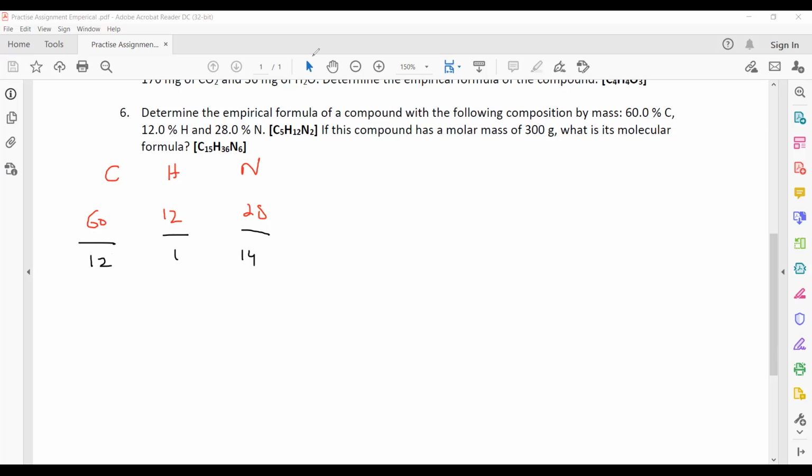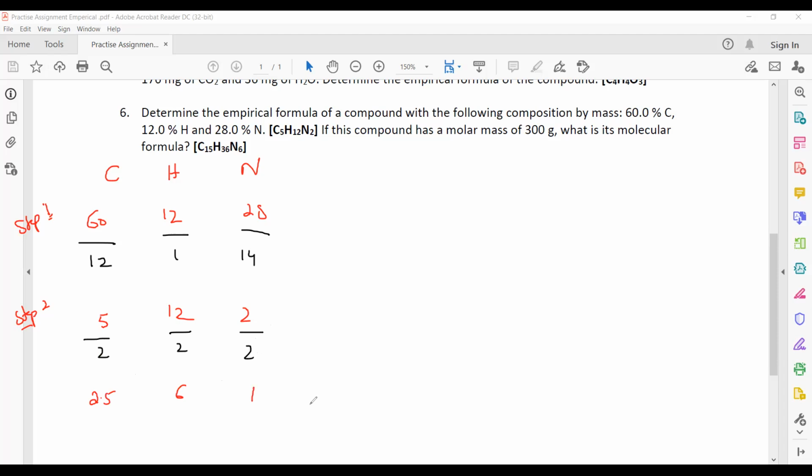60 divided by 12, that's equal to 5. 12 divided by 1, it will be 12. And 28 divided by 14, that's equal to 2. This was step 1, we divide by atomic mass. Step 2, we divide by the smallest value. So which one is the smallest value in the combination? 2 is the smallest value, so we divide all of them by 2. So this will be 2.5, this will be 6, and this will be 1.